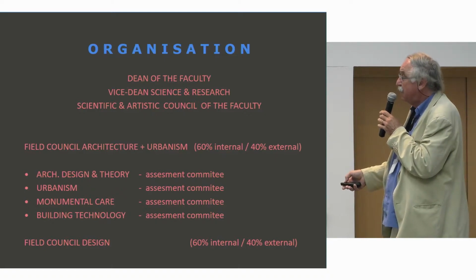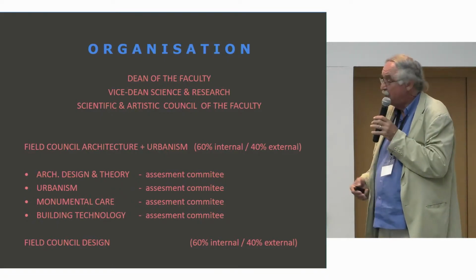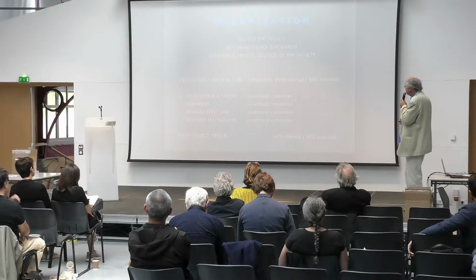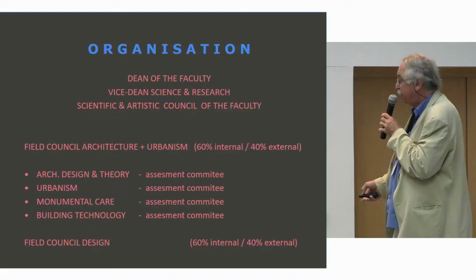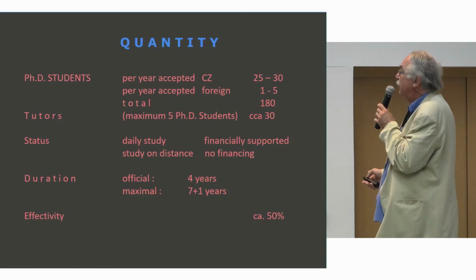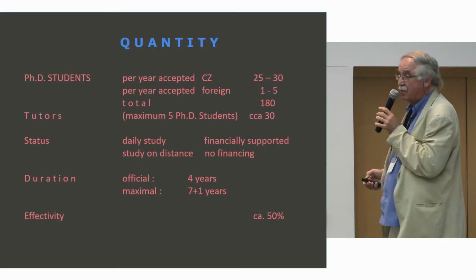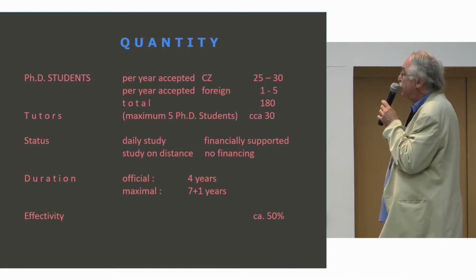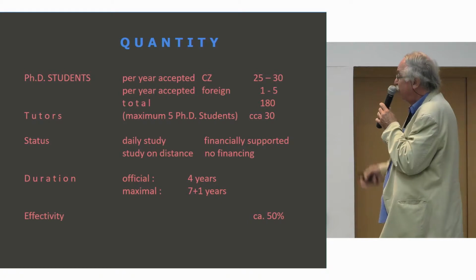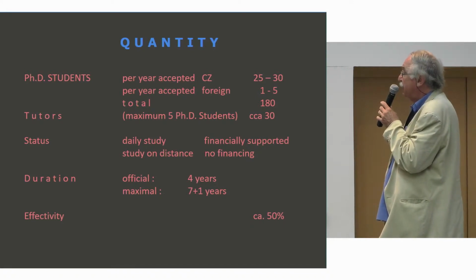And in these separate fields, which as I said function quite separately, they have a separate assessment committee, which is responsible for the procedure within that field. Similar to this one is the newly formed council for industrial design. About quantity, we take about 25 to 30 a year. We opened a possibility in English language, but it's just starting, so it's very weak. But in total, for the whole faculty, we have about 180 students, which is quite a lot.